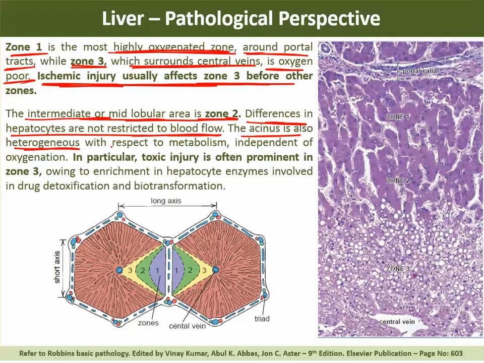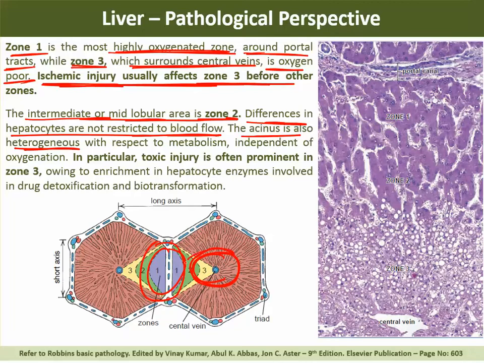So what we discussed so far is about the oxygen-rich area and the oxygen-poor area. Now I am going to discuss the nature of the hepatocytes. Hepatocytes in zone 3 and zone 1 are different. That's what we are telling. It is heterogeneous, not homogeneous. Homogeneous means the hepatocytes in zone 3 and zone 1 are the same. They are heterogeneous in nature, which means the hepatocytes have some function here, and in zone 1 they have some other function.